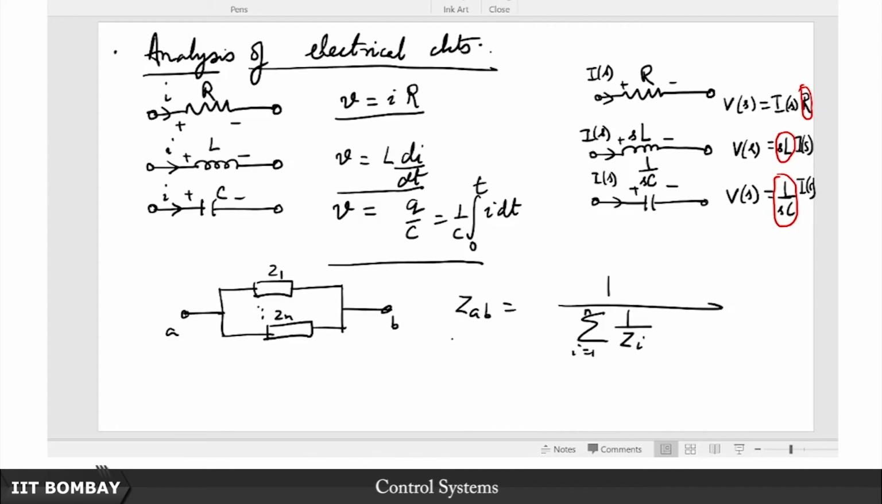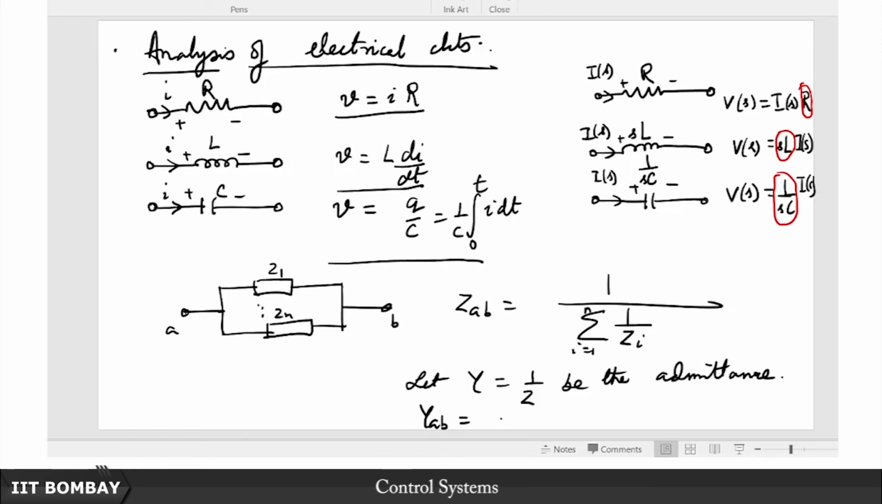In other words, let Y equal to 1 by Z be the admittance. The reciprocal of the impedance is the admittance, as we know in an electrical circuit. So the admittance equivalent of this, for a parallel combination, we saw that Y_AB was nothing but summation Yi, of course i running from 1 through n, i belonging to the set 1 through n, right. So that is what the admittance was. So whether you look at it in the admittance form or the impedance form, this is what the parallel equivalent was.